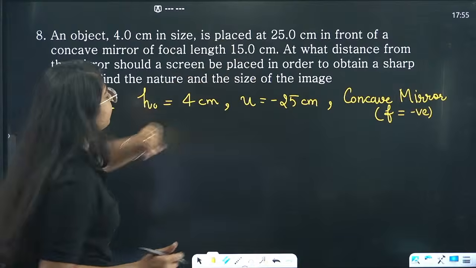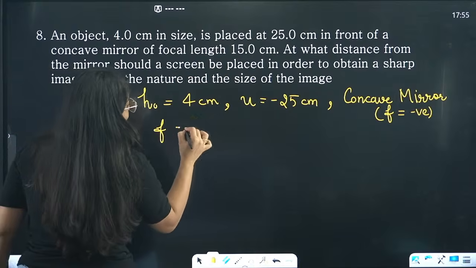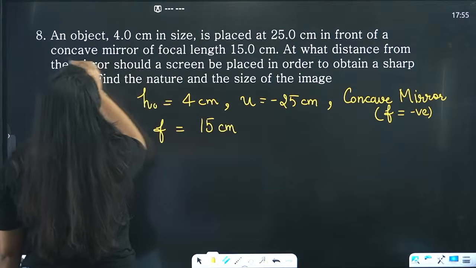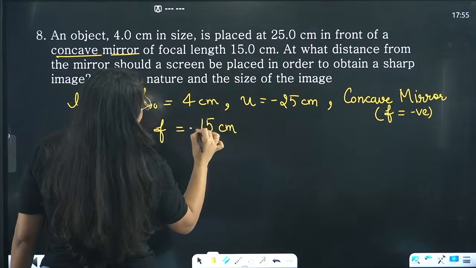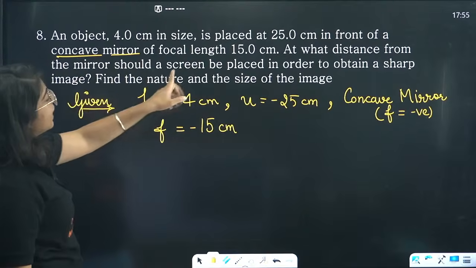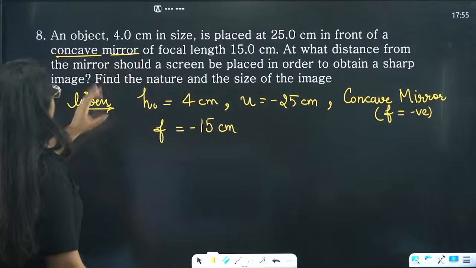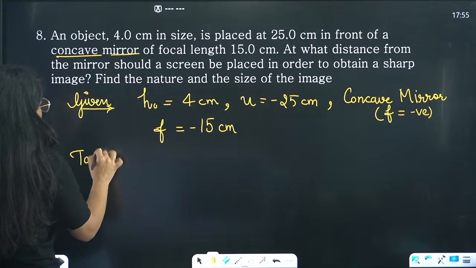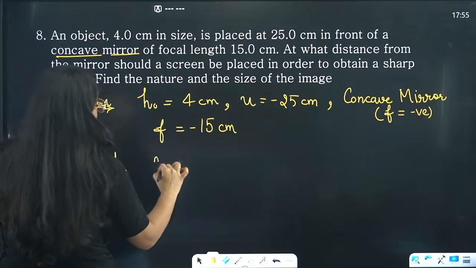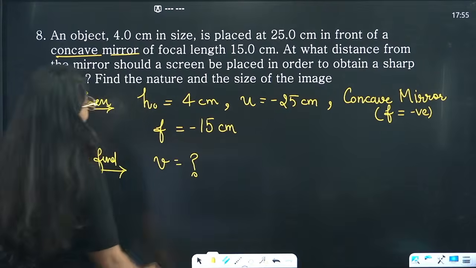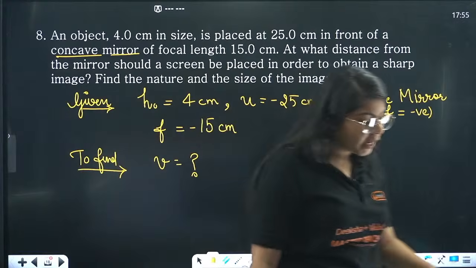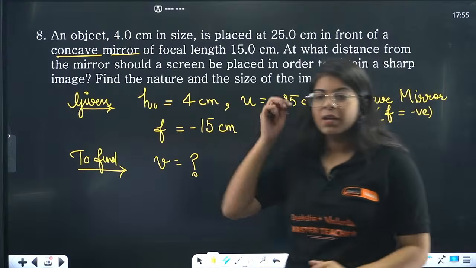of focal length 15 centimeter. Now see, the sign of focal length is not given. You have to use your own brain. Since it is a concave mirror, focal length is negative, right? At what distance from a mirror should a screen be placed in order to obtain a sharp image? So what do we have to find? We simply have to find where the image is formed. That means image distance we have to find. Find the nature and size of the image. Okay, let's see your answers.